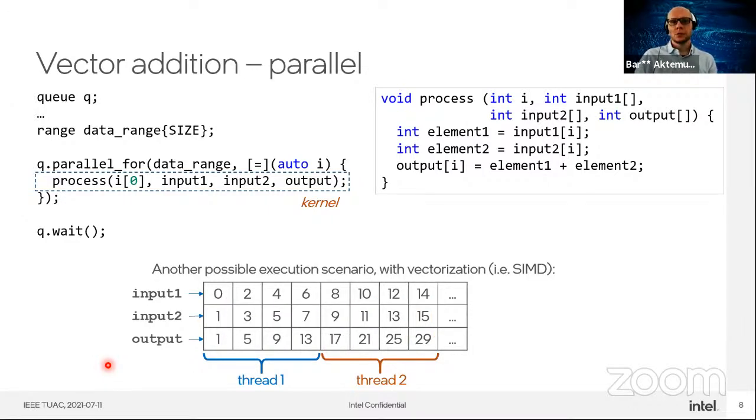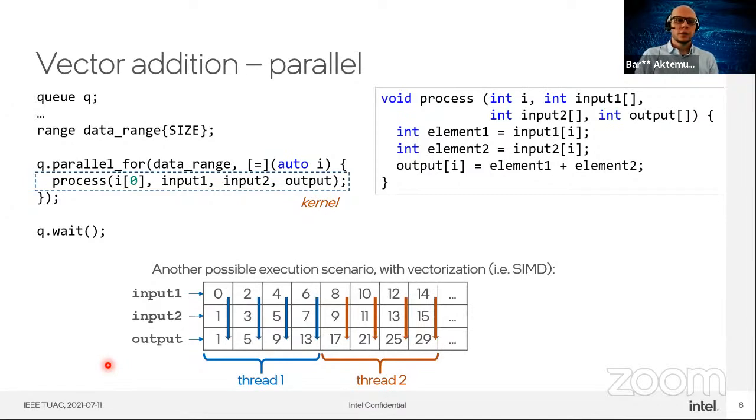Another possible execution scenario is, suppose threads have vectorization support, or in other words, SIMD, single instruction multiple data support. In this case, threads could be processing multiple elements at one time. So instead of iterating through the data elements sequentially, they could simply process them in parallel. If we execute, the execution would look like this.